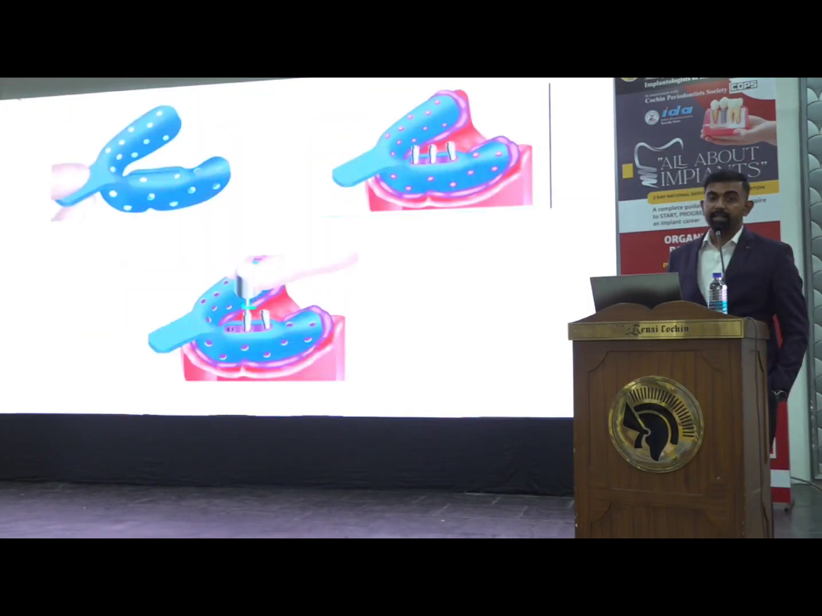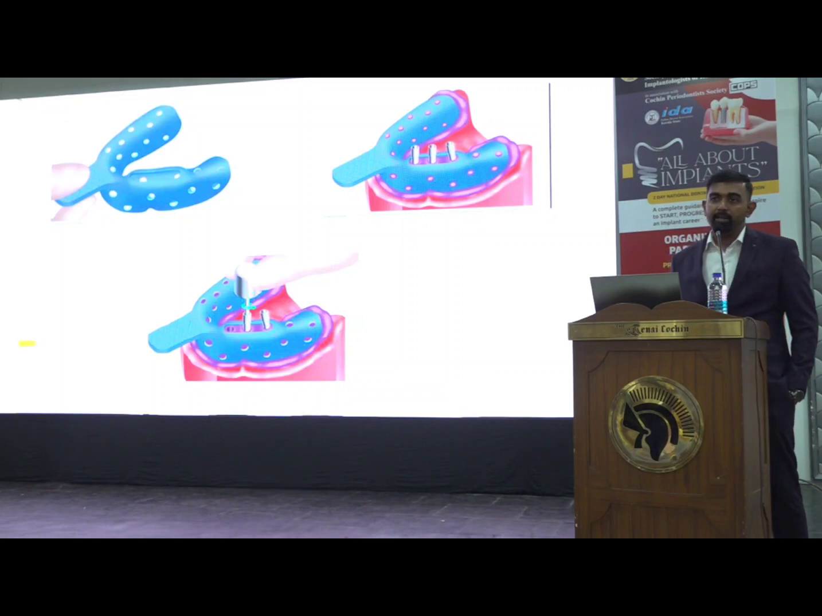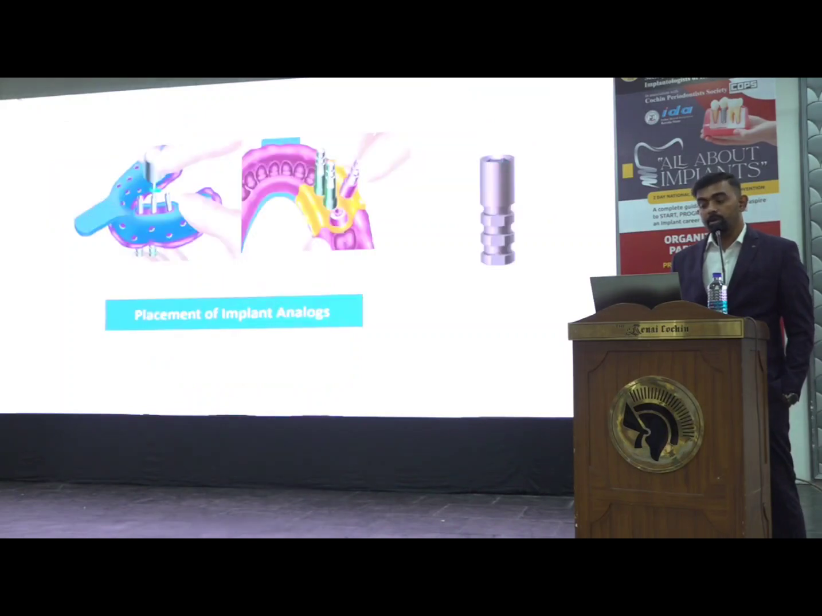And select a tray and make a window to accommodate the impression coping. And after that, once your tray selection is correct, apply light body around the open tray impression coping, and the tray is loaded with medium body or heavy body impression material. Then place it in the patient's mouth. Once the impression material polymerizes, you can unscrew the impression coping screws and attach the lab analog.